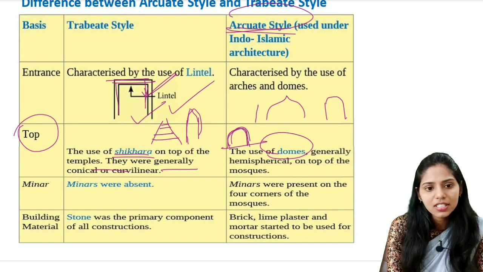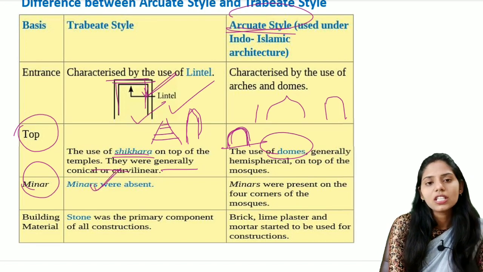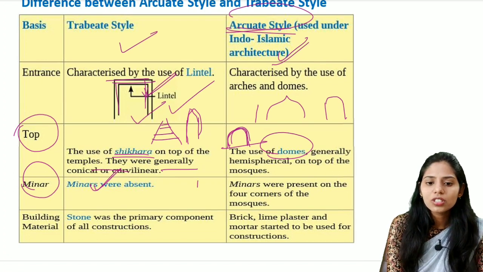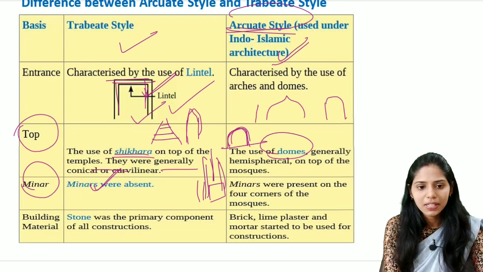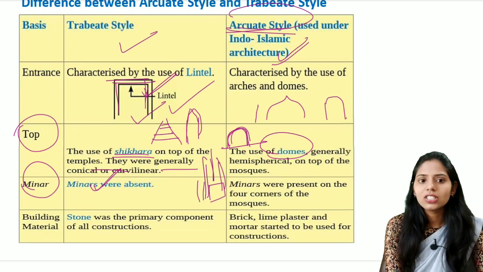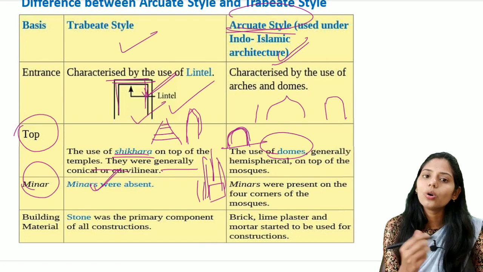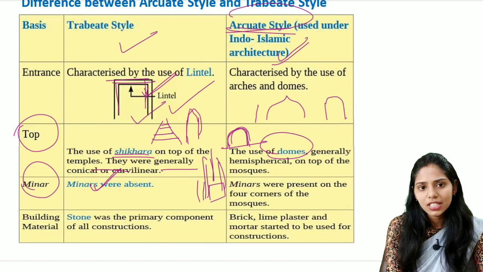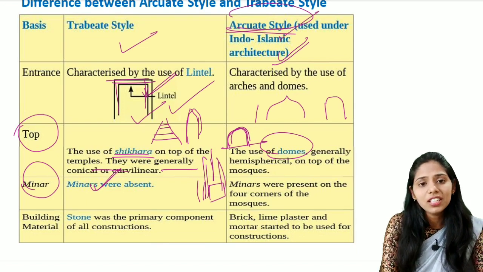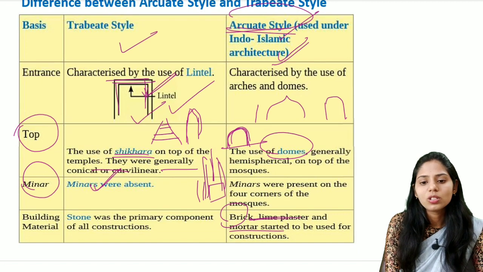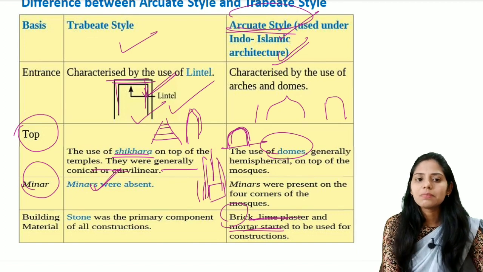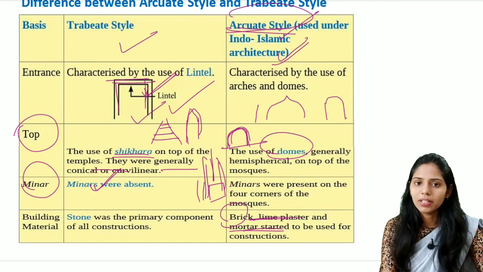And let us see the next difference, that is based on the minars. The minars are absent in the trabeate style, but the minars are present in the Arcuate style. So what are minars? If you see the Taj Mahal or Charminar, if there is any building, on the four sides there are tall rising structures, they are called minars. And the next one is building material. The trabeate is mainly built with stone. Stone is the primary component for building the trabeate style. In the Arcuate style, we use brick, lime, plaster and also mortar in the construction. So these are the main differences between the trabeate style and the Arcuate style that you should remember.